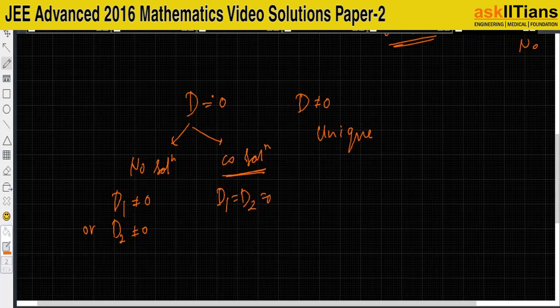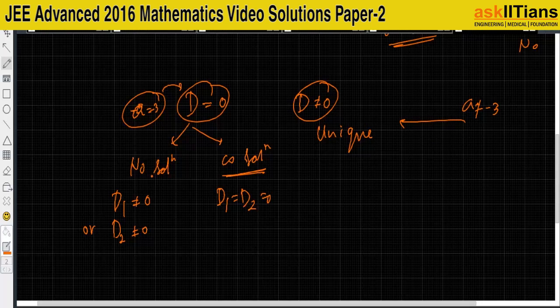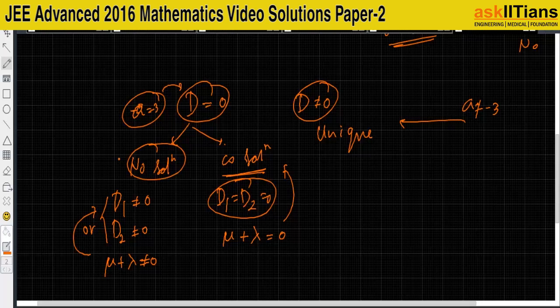Here d will be 0 if a is minus 3. If a is not equal to minus 3, that means d not equal to 0, so a unique solution. If a equal to minus 3, that means d equal to 0, so either no solution or infinite solutions. Then if I check the values of d1 and d2, if lambda plus mu is 0, then these will also be 0, so I'll get infinite solutions. If lambda plus mu is not equal to 0, then these will be non-zero, so I'll get no solution.